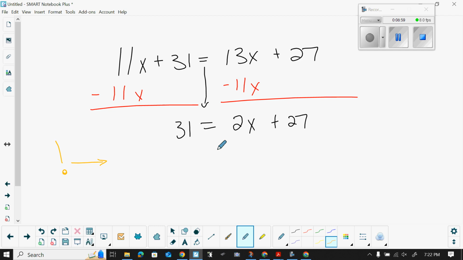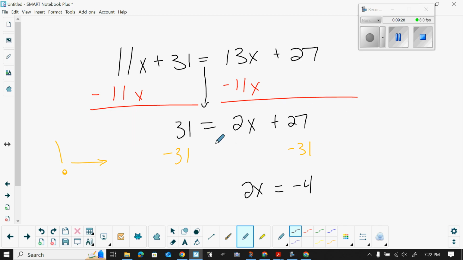The mistake happened here. I saw the student, at this point, they went minus 31, and this is what they wrote next. They put 2x, and then 27 minus 31 is negative, what's that going to be, 4? And they put an equal sign right there. Now, can you see the mistake?